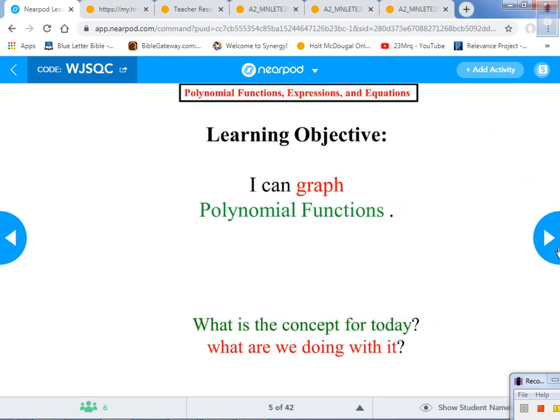Our objective for today: I can graph polynomial functions. Now, this is starting to sound familiar. I'm going to do a quick review. It's going to go pretty fast, but I need you to stay focused, please. And then we're going to do a quick activity to make sure we patch up a couple of things that I want you to remember for today's lesson.